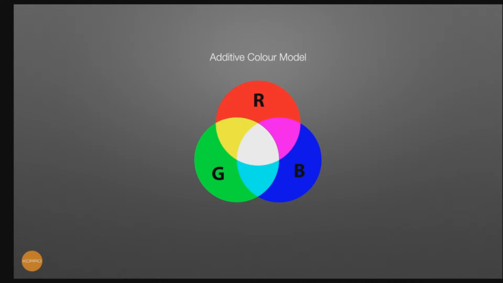Now, yes, so the additive color model. So this idea of mixing all of the different colors of our additive color model together, getting us to neutrality, is a very important process.